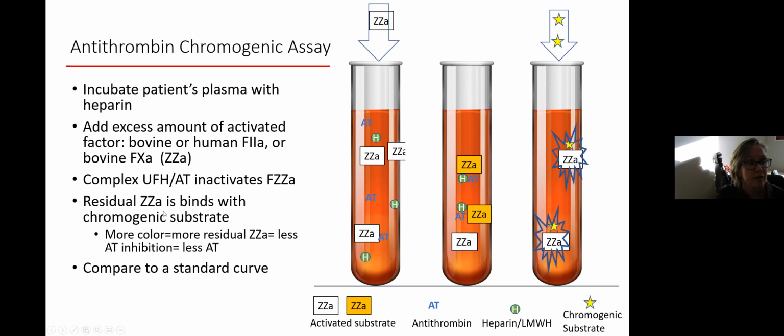So the complex of the added heparin with the patient's antithrombin will inactivate this ZZ. And so when it's inactivated, it's all complexed and inactivated. The residual factor activation, again, will then cleave off a chromophore from the chromogenic substrate and turn yellow, and the amount will be measured. So the more color, the more residual factor, the less antithrombin inhibition, and the lower the antithrombin level. And this then gets compared to standard curves.